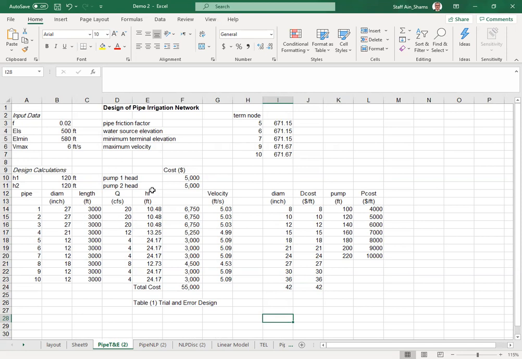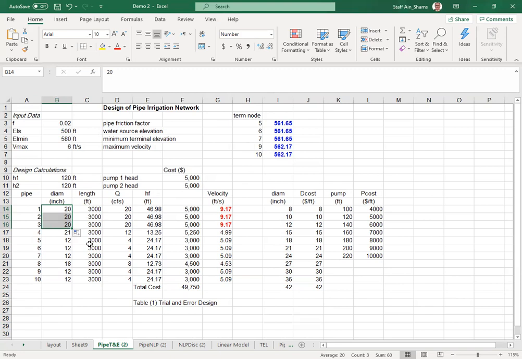Because this is trial and error, we can change the diameter here. Say if you put this 20, we'll find that the velocity is exceeded because we reduced the diameter. If we do the same thing for the first 3 pipes, we find that not only are the velocity constraints violated here, but also the constraints on the terminal node. And we keep changing the diameters.